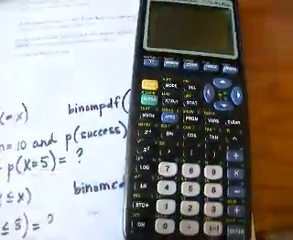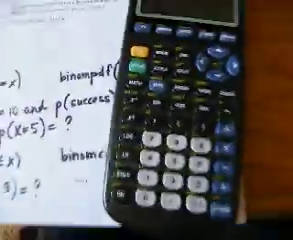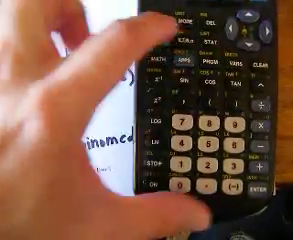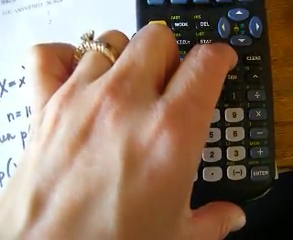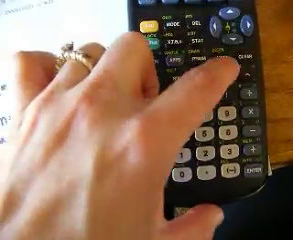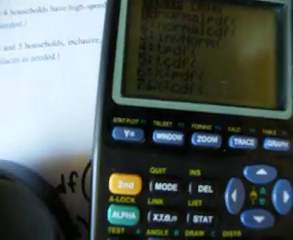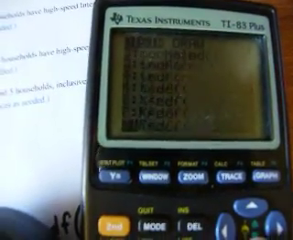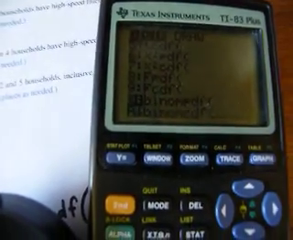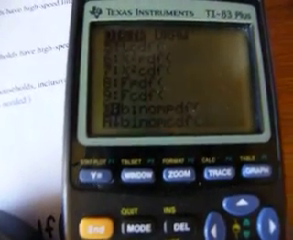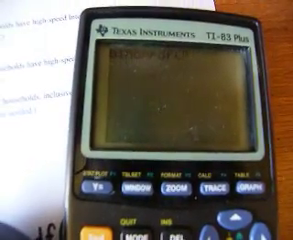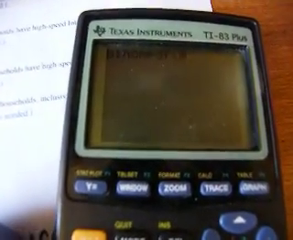Alright, so back up a little bit here. So on your calculator, to find that, go to this button right here. It's VARS, and above it you see DISTR for distribution. So hit the second key and then the VARS key. You're going to see this screen pop up. We want to scroll all the way down to the binomial distribution. So first we're going to do the binomial probability distribution function, binomPDF.